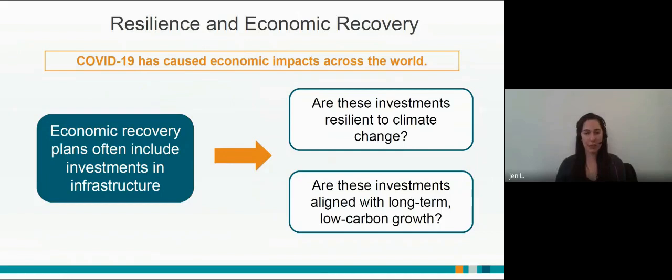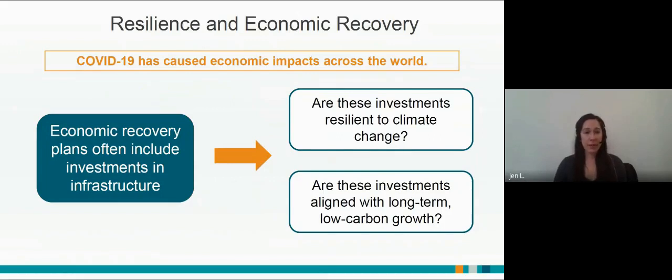As we put forth these economic recovery plans, questions that we want to ask is, are these investments resilient to climate change? If you're investing in infrastructure, there's a high likelihood that that infrastructure is going to remain for 50 years, maybe even longer. Here in the United States, I can walk around and see power poles that are 100 years old, truly. And so these investments need to be resilient to some of these long-term changes that we're seeing.